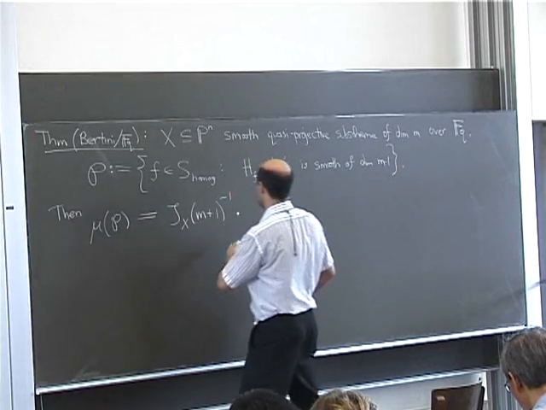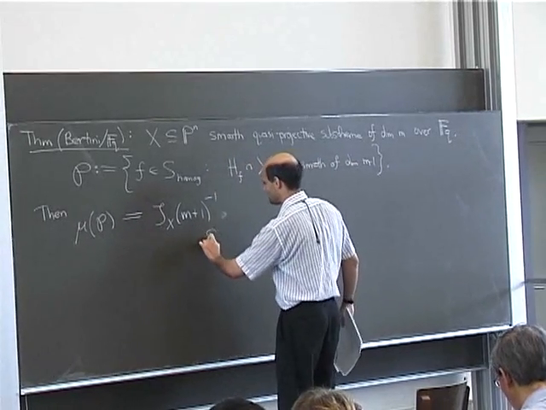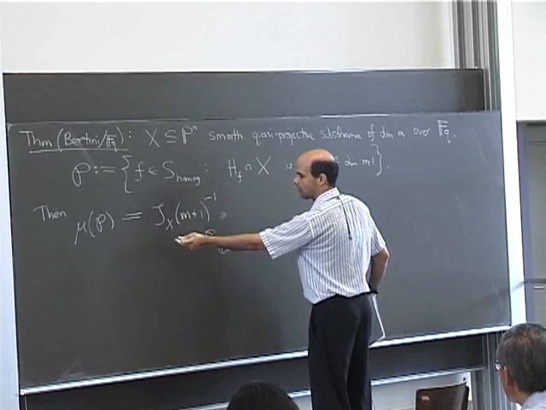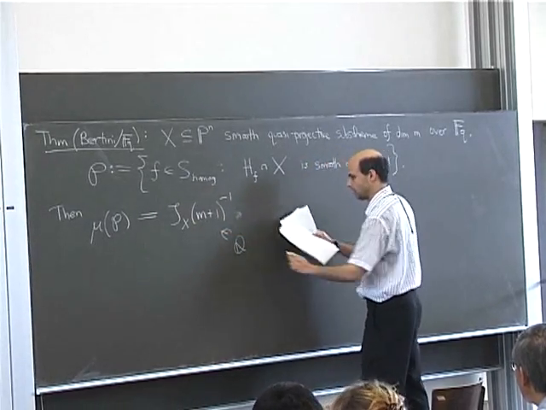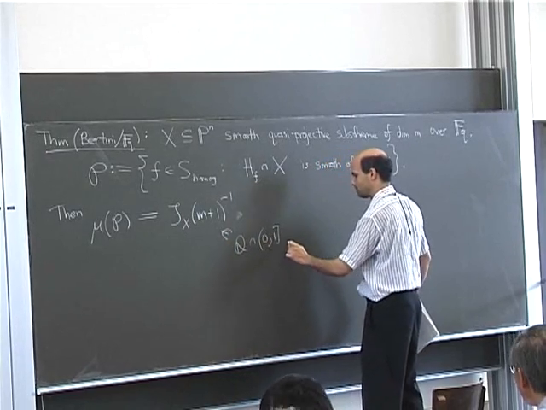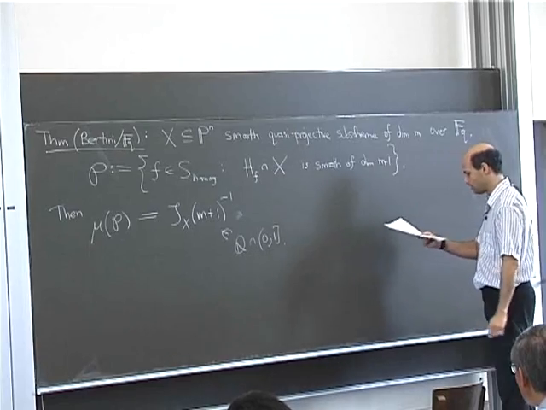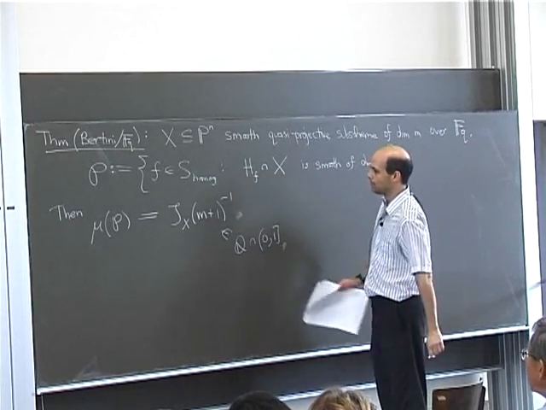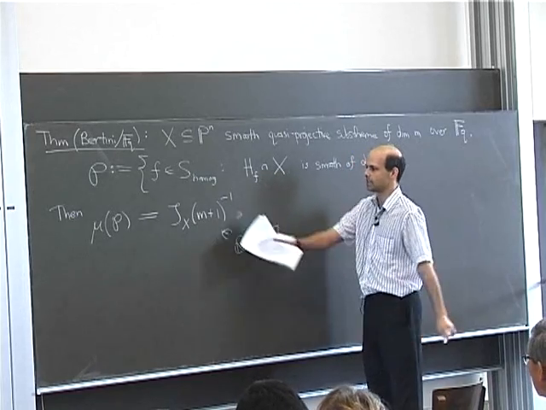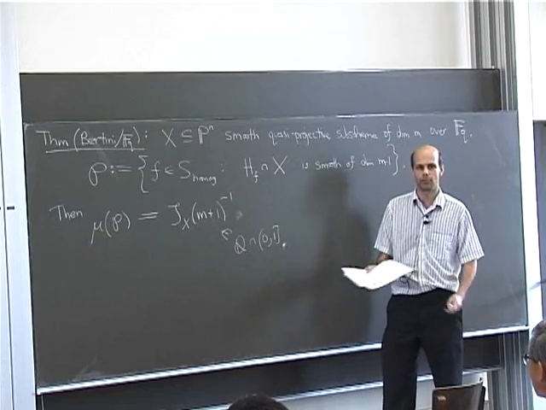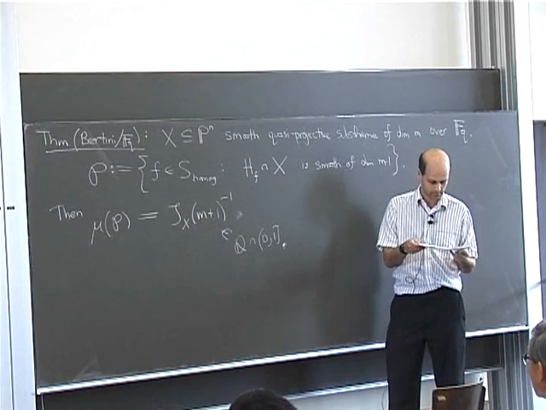In fact, not only is it a rational number, because the zeta function itself is a rational function in Q to the minus S, it's some number between 0 and 1. Okay. And the interesting thing is that it's actually independent of the embedding of X. It depends only on the isomorphism type of X.